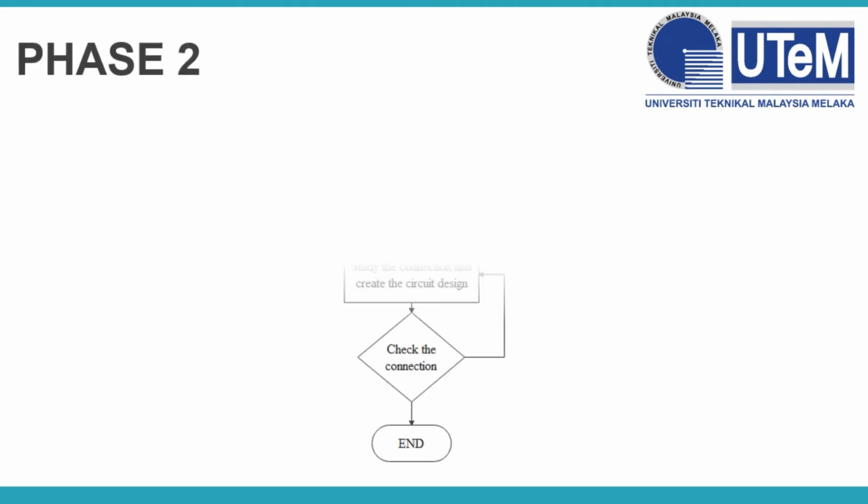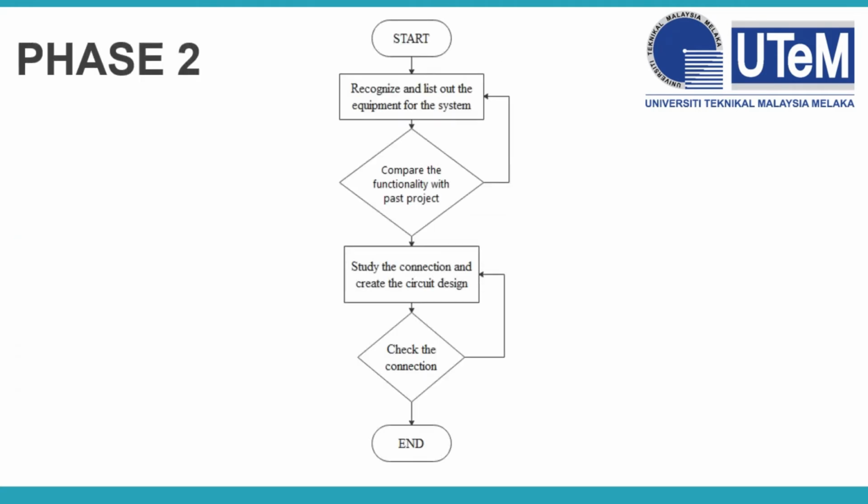For the second phase, we start by recognizing and listing out the equipment for the system, and then we compare the functionality of these items with a past project. If it cannot function like the past project, we recheck our list and make sure the system is correct, and then study the connection and create the circuit design. After that, we have to check the connection to make sure it is correct. If it is correct, we can proceed to the next phase.